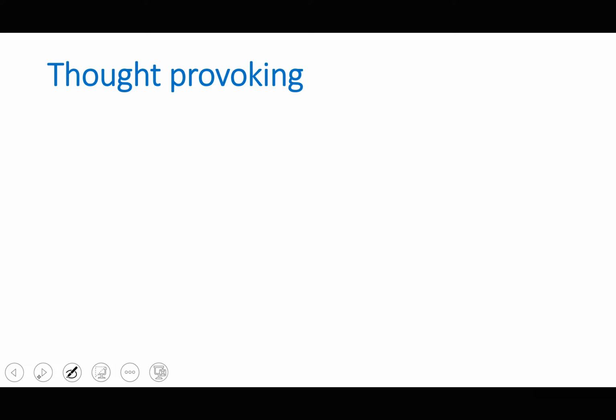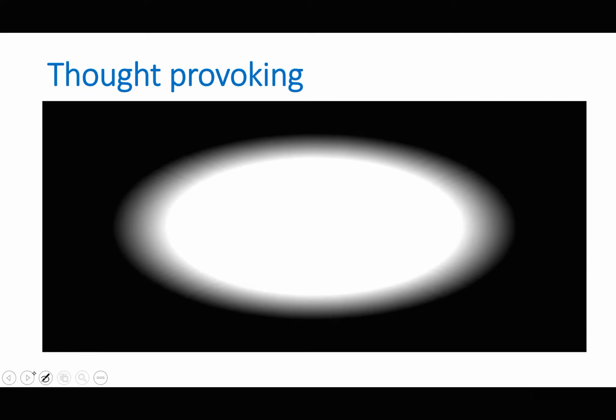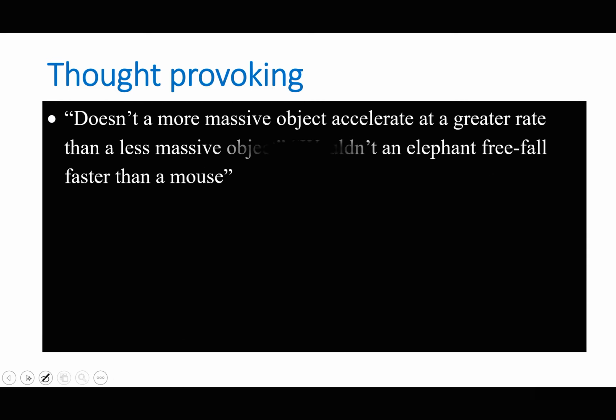So my thought-provoking question is here: Does a more massive object accelerate at a greater rate than a less massive object? In other words, would an elephant free fall faster than a mouse? Of course, we know that an elephant is more massive than a mouse. Does it mean when they are released from the same point that an elephant will free fall faster than a mouse?